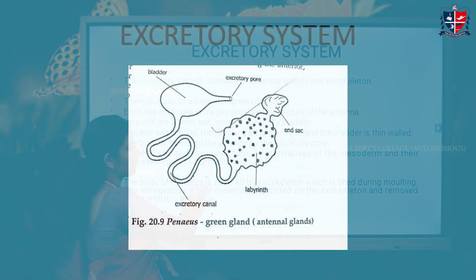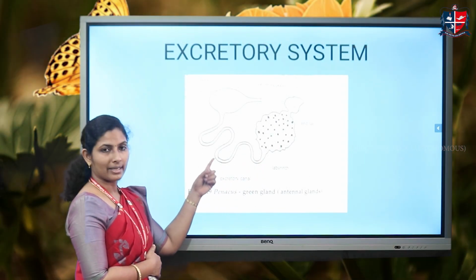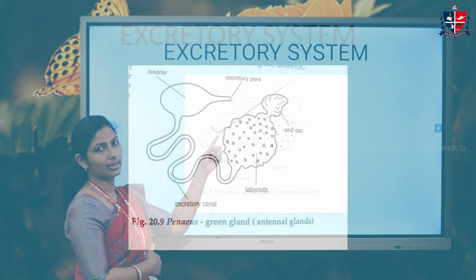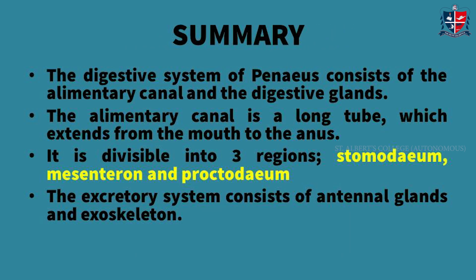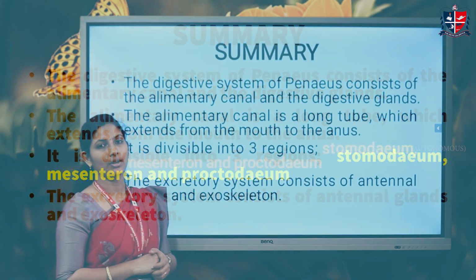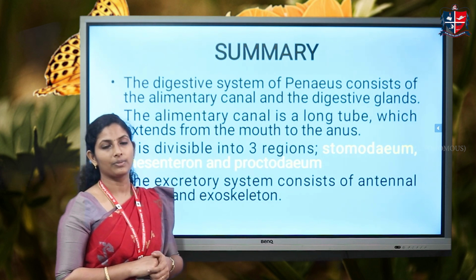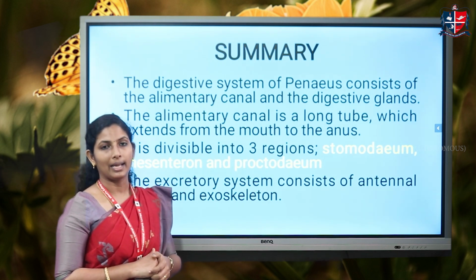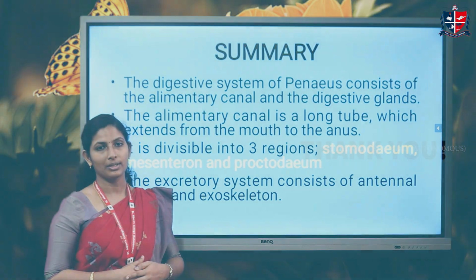Now summarizing these two topics, this is the structure of the excretory system containing an end sac, an excretory canal, which is a tubular structure and also glandular, and the bladder portion, from which the nitrogenous waste is excreted to the exterior. The digestive system of the Penaeus consists of stomodeum, mesenteron, and proctodeum. It is responsible for grinding the food, swallowing the food, and the digestion process. The excretory system is responsible for removing nitrogenous waste, which is done mainly by the antennal glands, which perform the majority of the activity, and a minor portion of nitrogenous waste is removed by the exoskeleton. That's all about the two topics. Thank you.